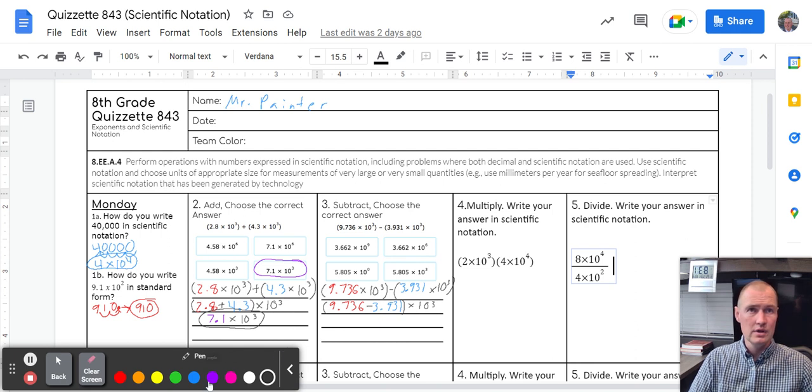All right. Next step is when we subtract 9.736 minus 3.931, that's going to give us 5.805, and put the 10 to the third power back on, times 10 to the third power. And that is what we are looking for.